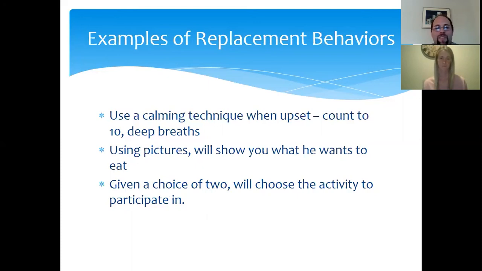So as I said, counting to 10, deep breaths, these are pretty classic ways to calm down. Other ways that we can replace risk behaviors, communication is a big one. If the behavior is used for communication, let's remember that if we get that communication need met, we may not have the risk behavior going on also.